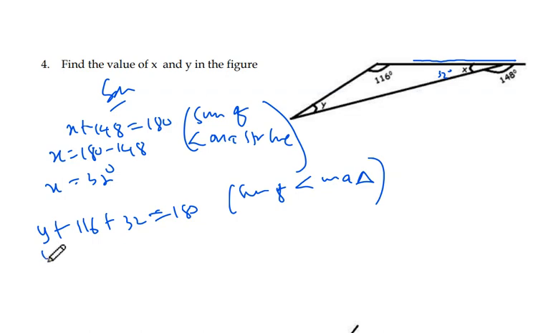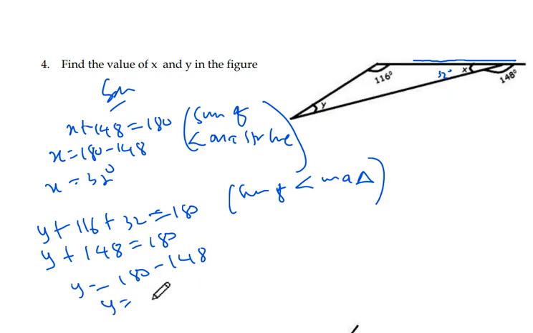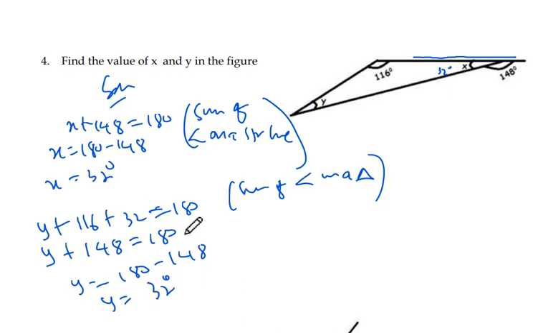So that becomes y plus 148 is equal to 180. So y is equal to 180 minus 148. So y is equal to 32. Wow, that's an isosceles triangle. x and y are equal, so that's an isosceles triangle.